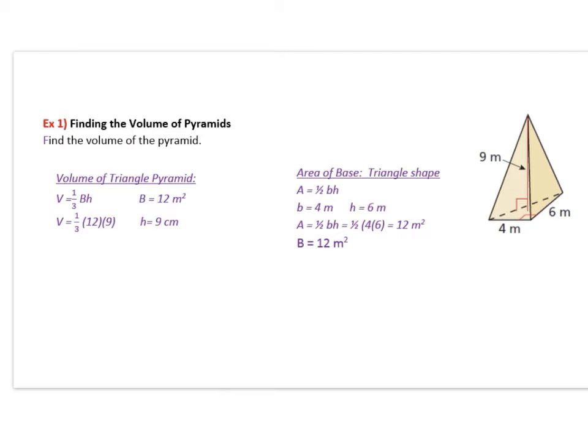Since we know the height of the pyramid is 9 meters, we can plug in the 12 and the 9 and take 1/3, resulting in 36 cubic meters.